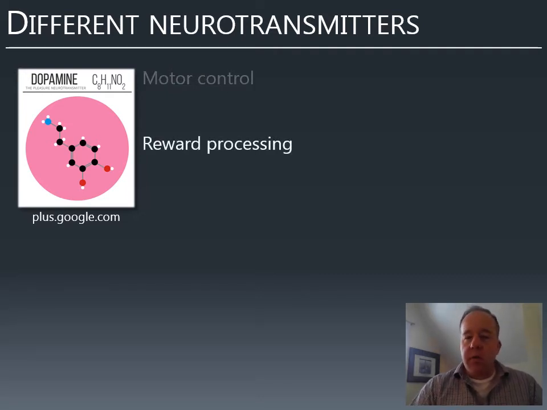Dopamine is also involved in reward processing. And for a long time, the idea was sort of that dopamine equals reward. And it's true that dopamine does tend to be released when something good happens, when one gets a reward. But now, in recent years, we think it's not as simple as dopamine equals reward. Dopamine can also be released when something bad happens. And dopamine is not always associated with pleasure.